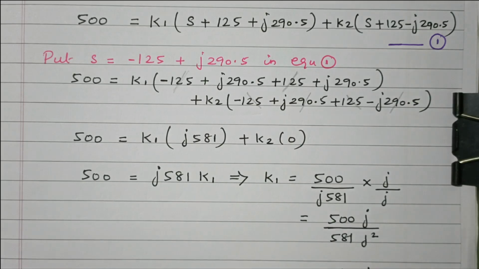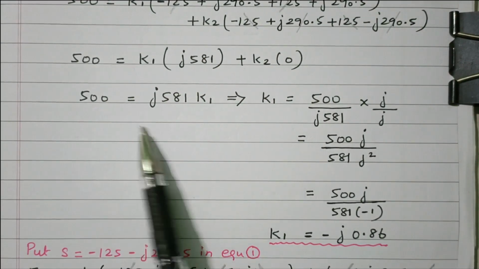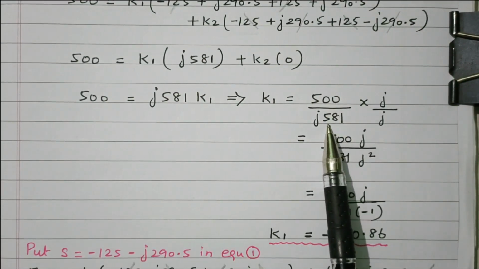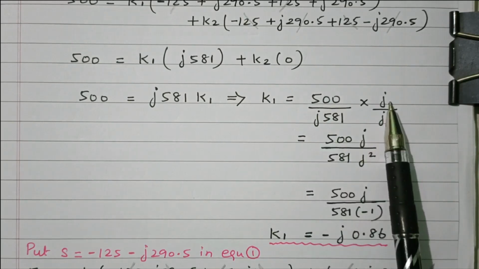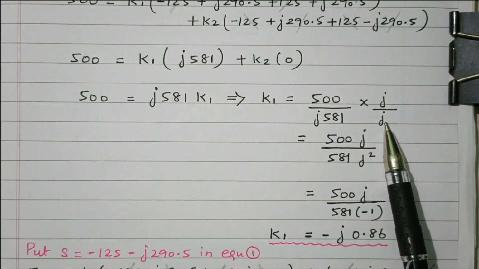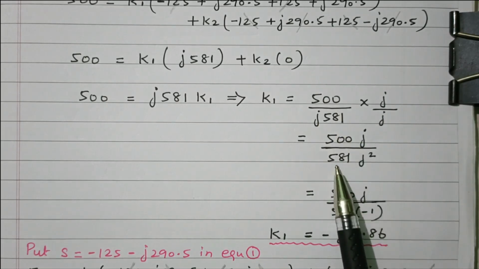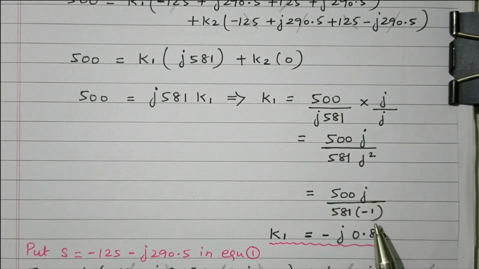Now from that we need to find the K1 value. What is the value of K1? K1, you can bring this term to the denominator. So 500 divided by J 581. In order to remove this J term, we multiply and divide by J. The term J is multiplied and divided in order to bring this complex term to the numerator. So 500 J over 581 J square. We know that J square is minus 1. So 500 divided by 581 is 0.86, minus is there, so minus J. So K1 equal to minus J 0.86.